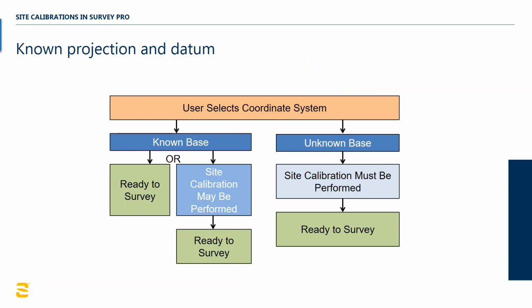So let's break it down a bit further. We select our coordinate system. Okay, that's great, but is the base on a known point or an unknown point? And you see here we use the difference between site calibration may be performed and must be performed. So on a known base, we could go out there and just start surveying, but we might want to check our work and make sure that it truly is where it says it is, and we can perform the site calibration if we want. In either instance, on the right, though, we must perform the calibration to be in a position that we're ready to survey.